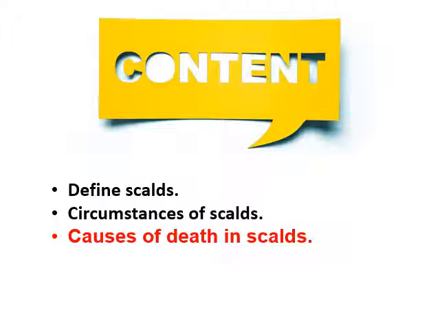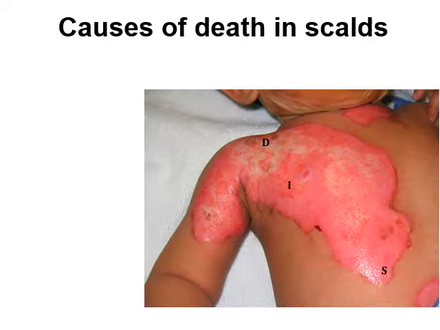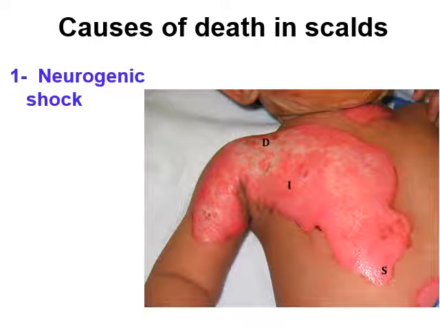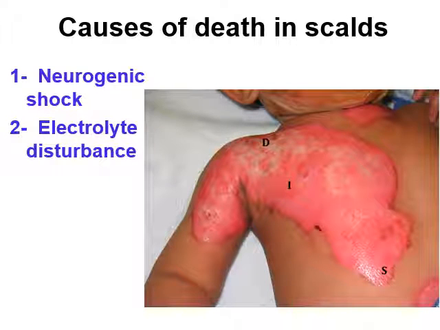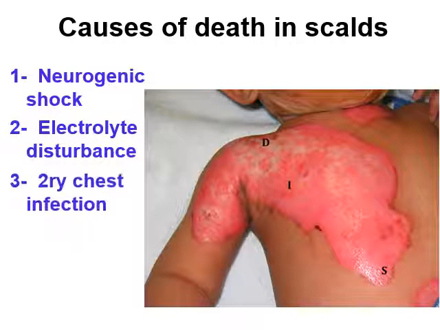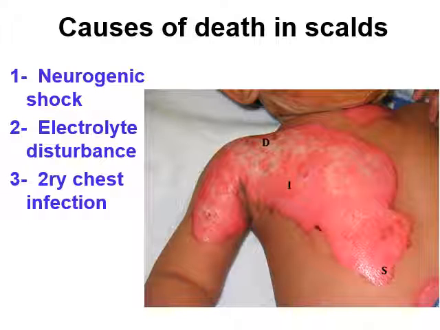Now we have reached the end, which is about the causes of death in case of scalds. We can mention many causes, and we can borrow them from the previous table of the mechanisms of death from dry burn, like neurogenic shock, secondary chest infection, electrolyte disturbance, and that is another cause from the transformation of plasma from blood into the blisters, carrying the electrolytes from the blood, so leading to electrolyte disturbance, and that is fatal.